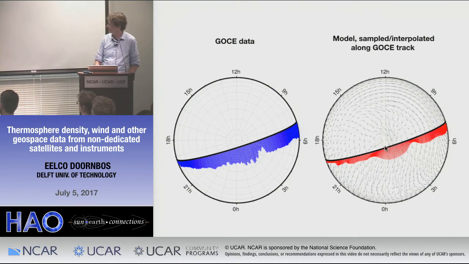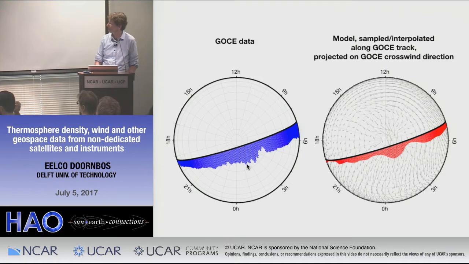So you have to take the projection of these vectors from the model with the equivalent vectors in the data. So you do basically the dot product, and then you multiply by the unit vector of the GOCE data. It's a simple operation, and what you end up with is this comparison. So now all the vectors show only the wind component in the direction that GOCE can measure.